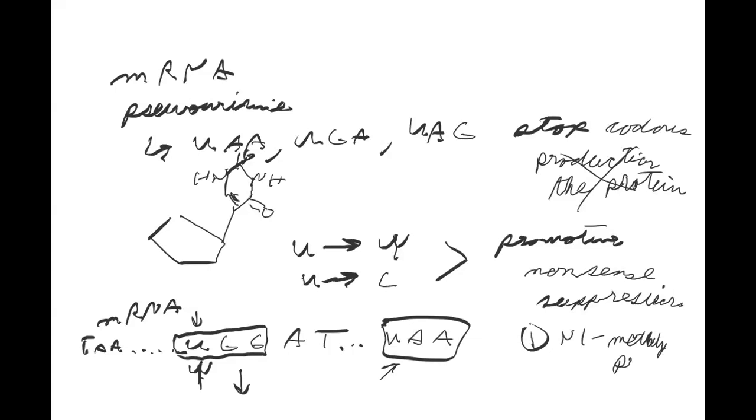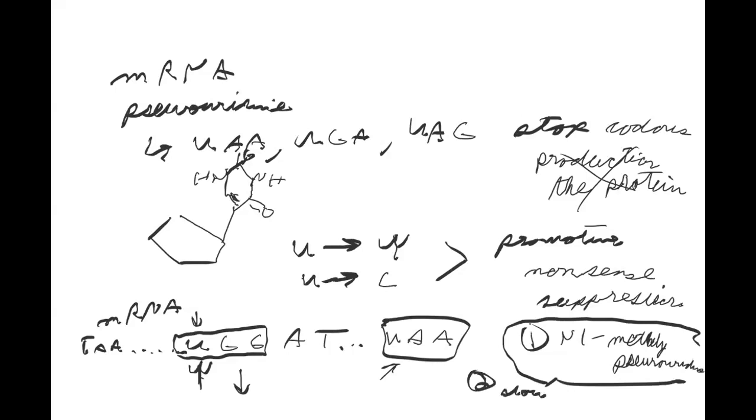Pseudouridine. That's part of the reason. Another reason is that it actually slows down, it's this methyl pseudouridine that they used. It slows down actually the production of the peptide and prevents the slippage of the ribosome.